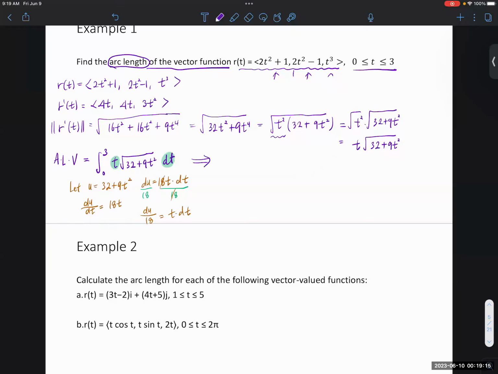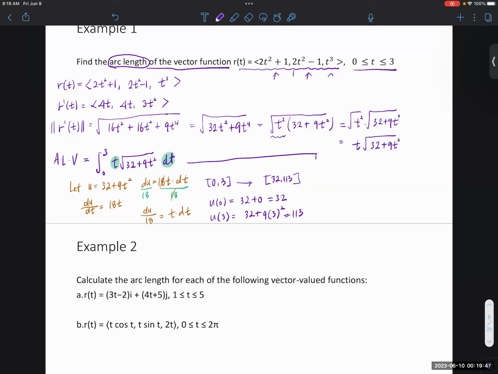One thing we also need to do is convert the interval 0 to 3, which is in terms of t, to be in terms of u. So u at 0 is 32 plus 0, which is 32. u at 3 is going to be 32 plus 9 times 3 squared. You should get a big number, 113. So this is 32 to 113. So definitely we got it.